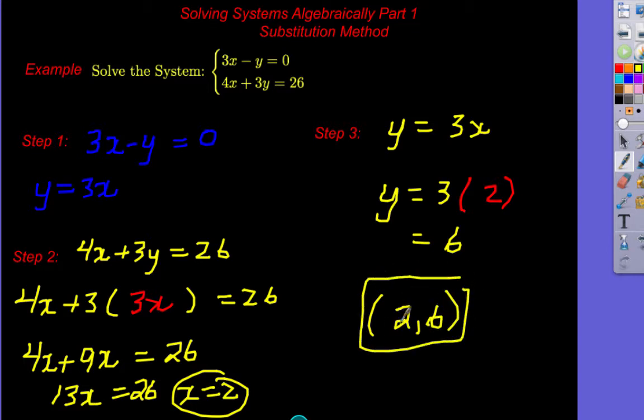Now again, you could graph and say, well, Mr. Bennett, these are real easy points that we got. But we're just demonstrating solving algebraically. So remember, pick your equation. That's step 1. Pick the easiest equation and solve for a variable, either x or y. Step 2, plug what you got in step 1 into the other equation and solve for the variable that's left. Step 3, plug your answer from step 2 into step 1.